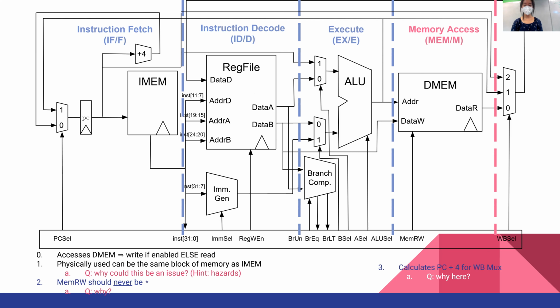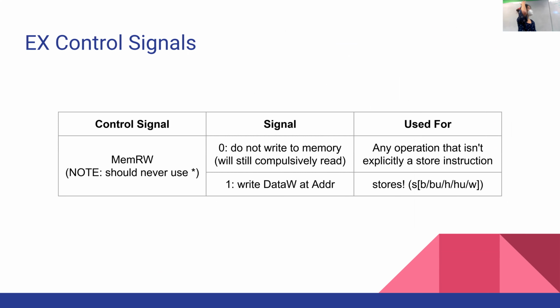Okay, let's move on to the next part. So the exit. Oh, this should say mem control signals, but the one signal that we really care about is mem read write. This should never use star. 0 is do not write to memory. Basically, it's a compulsive read, and 1 is a write, data write to the address.